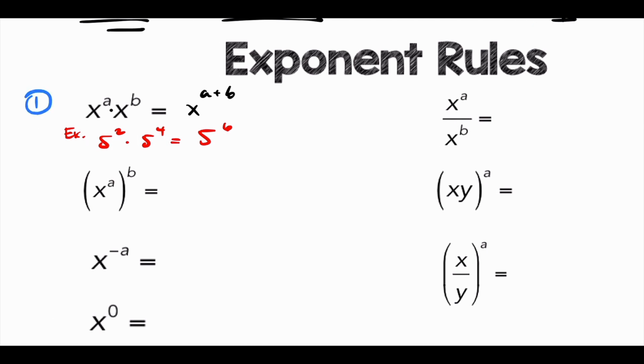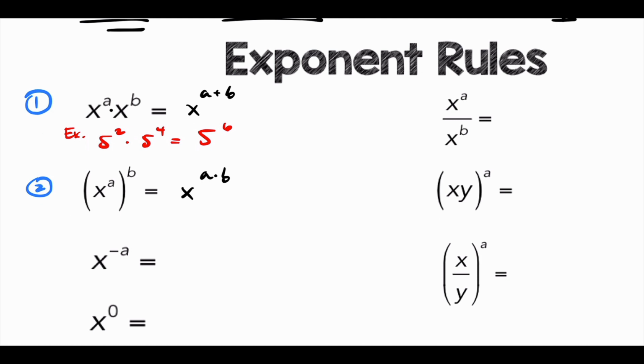That's rule number 1. Rule number 2. Now I only have one base, a power to a power. When that happens, we multiply the powers.